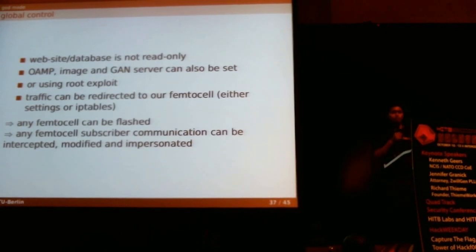If you remember, the OMAP server means we can push a firmware to a femtocell. So we can change the firmware address, give our own address, and push a malicious firmware that we have. It will have root access, with SSH open. We can also change the GAN server address, where all femtocells divert their traffic, like call traffic. Everything goes to the GAN server. So any femtocell can be flashed with our own firmware.